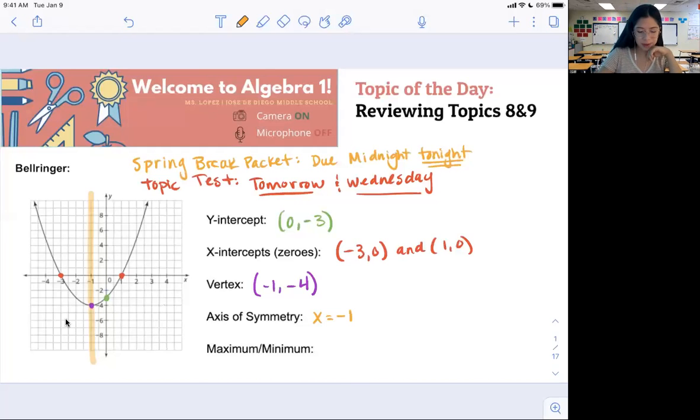Minimum. It's a minimum. And where is that one? -4. And again, we're going to be very specific. Y equals -4. Yeah. Because just like the axis of symmetry, the minimum in this case passes through the -4, but that's the -4 on the y-axis. So that's why for axis of symmetry, we write x equals -1. For maximum and minimum, we write y equals whatever it is, -4.